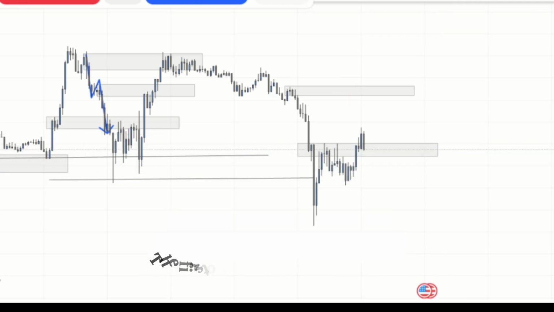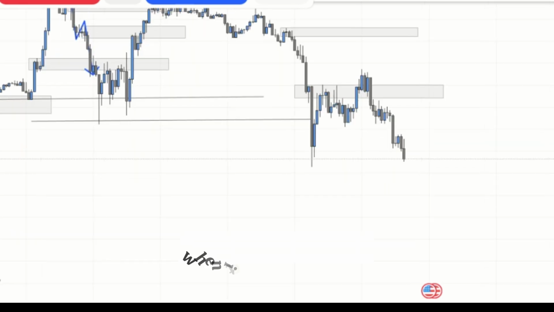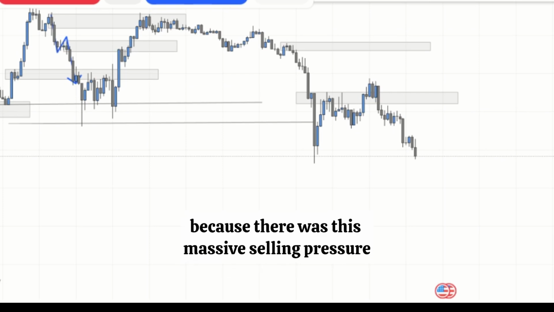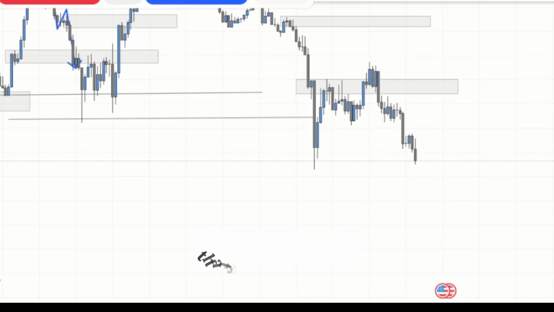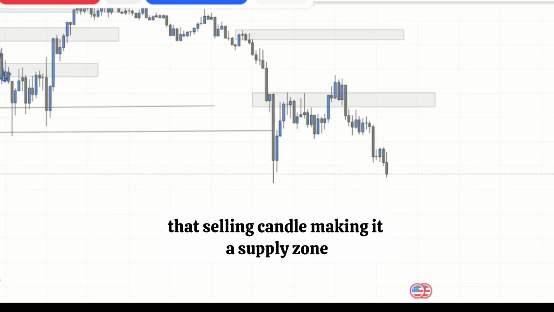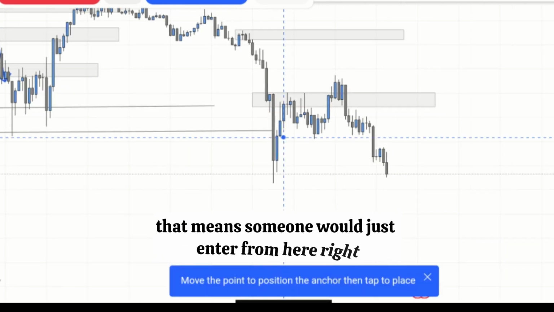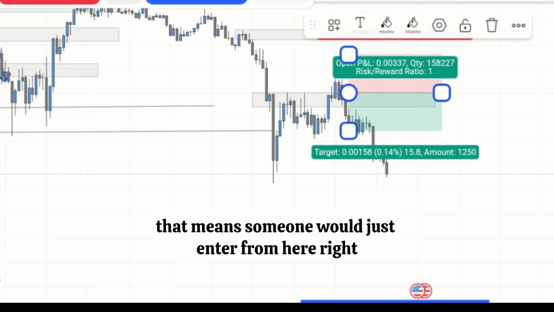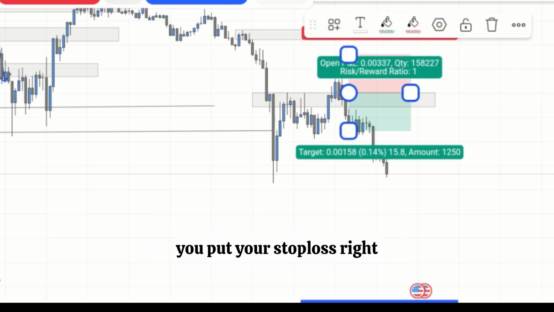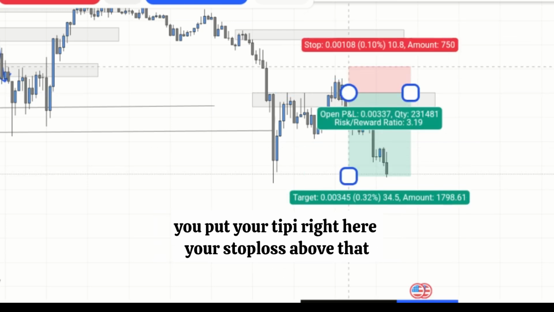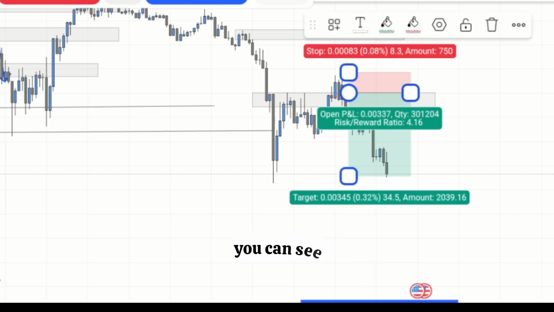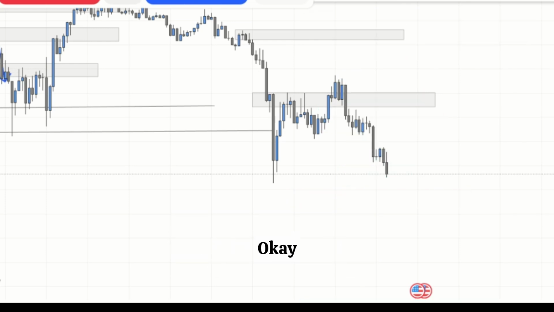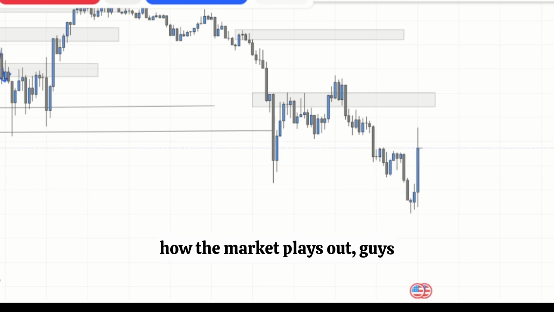Can you see? The first zone was used as liquidity. When it came to this zone, because there was this massive selling pressure, that selling candle made it a supply zone. That means someone would just enter from here, right? You put your stop loss above that candle, and your TP right here. Okay, so now let's see how the market plays out, guys.